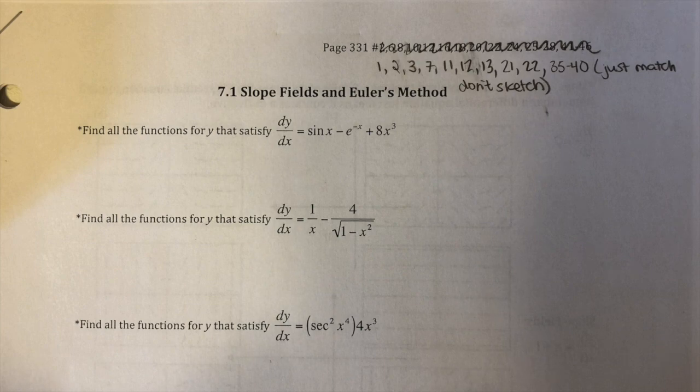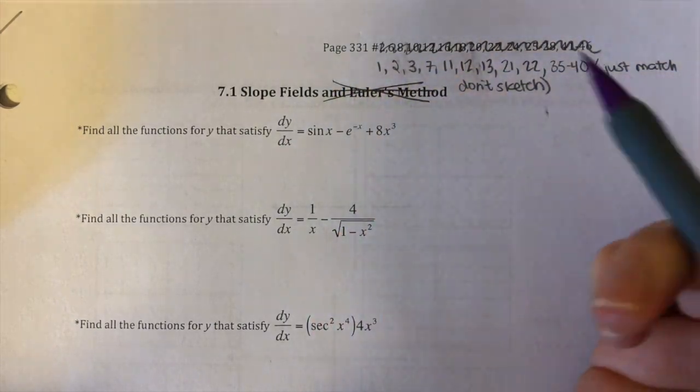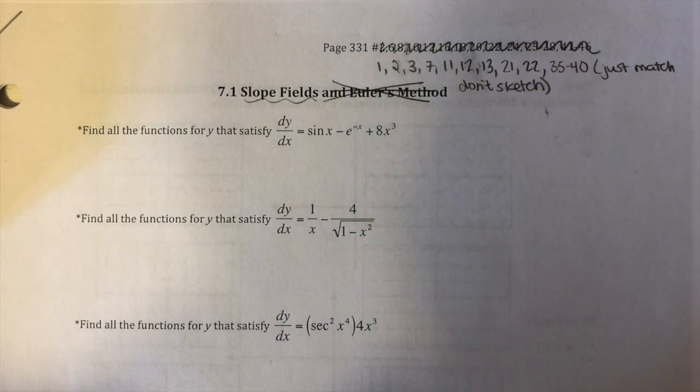To start with 7.1, we're actually only going to do the first bit of it, so we're not going to do Euler's method. But we are going to do slope fields, and we're going to start by talking a little bit about the integrals and how we go about them and some of the rules, because we did some stuff about integrals last chapter.